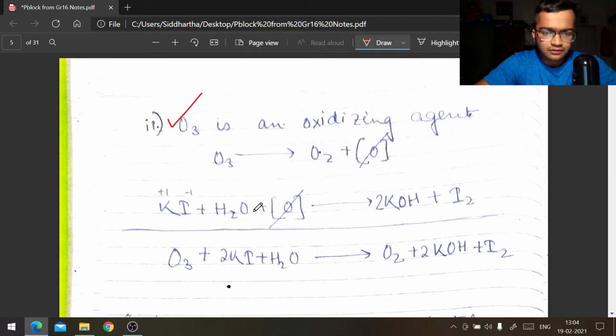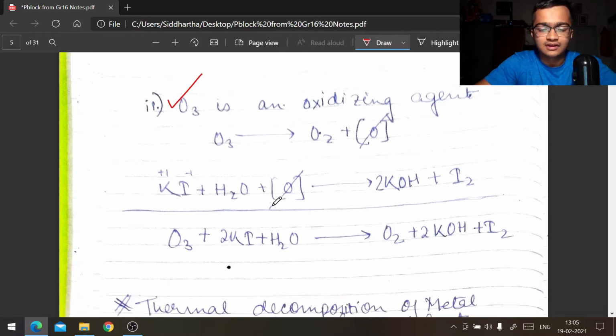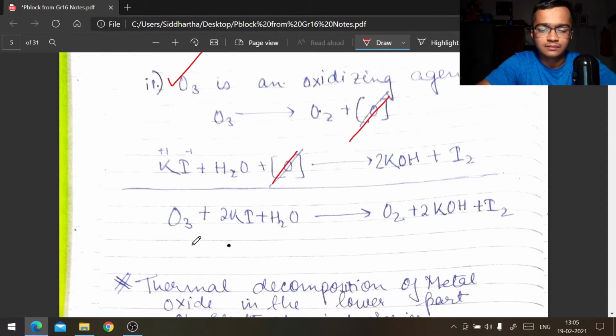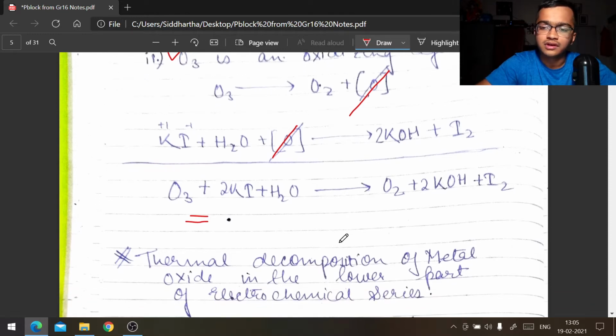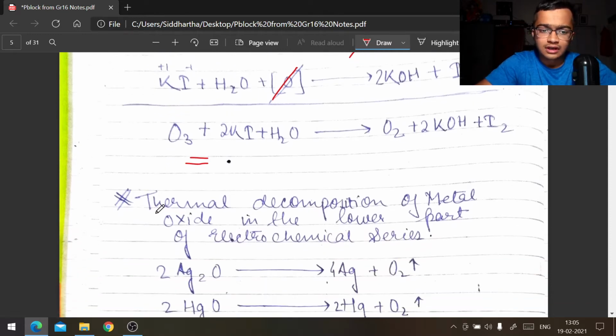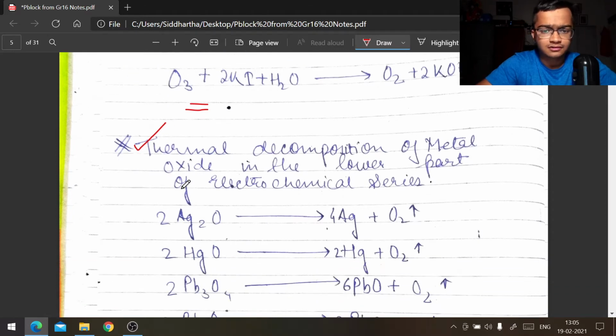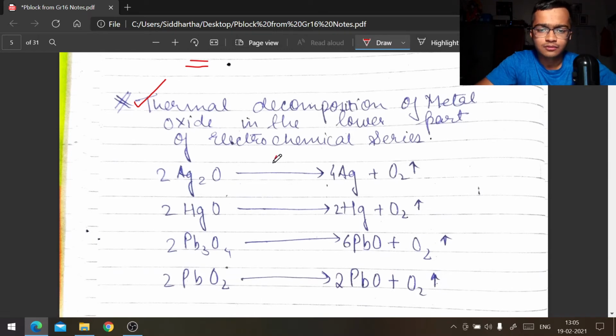So when you take KI plus H2O, here is an ionic reaction given, which sums up and gives this nascent oxygen, and the nascent oxygen gets cancelled, so it is O3 plus 2KI plus H2O giving O2 plus 2KOH plus I2. Now thermal decomposition of metal oxides in the lower part of the electrochemical series also gives out oxygen. See here, Ag2O is thermally decomposed. You have to give a triangle here, which means thermal decomposition.